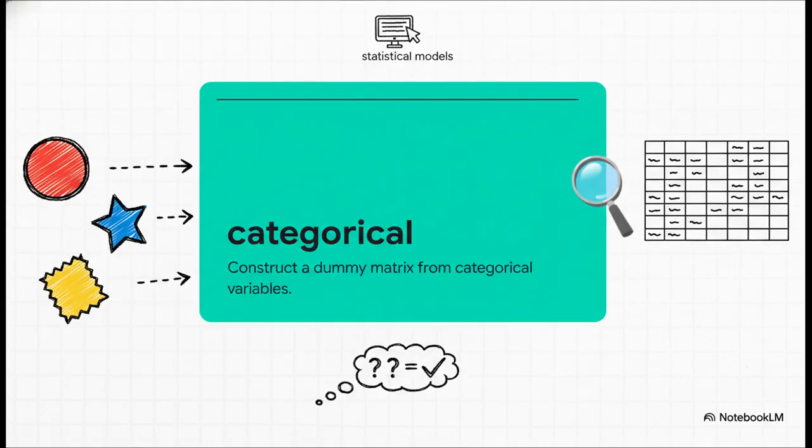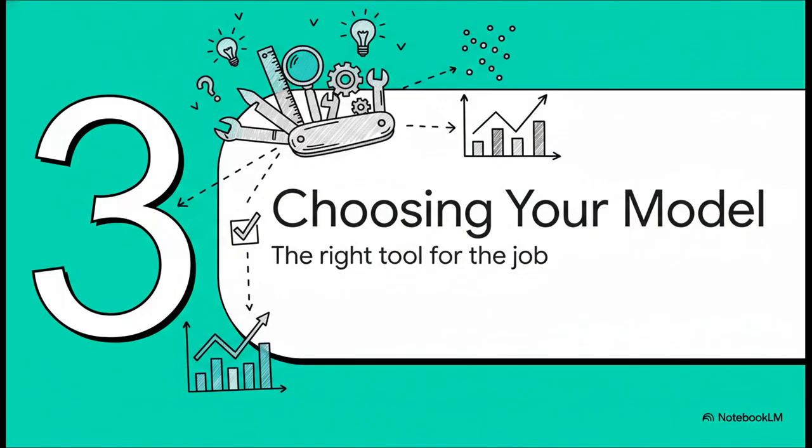But what happens when your data isn't just numbers? Things like product categories or survey answers. Well, that's where the categorical function is a total lifesaver. It cleverly converts all those text-based variables into a numerical format that the models can actually work with. It just solves a super common data prep headache. So our data is prepped and ready to go.